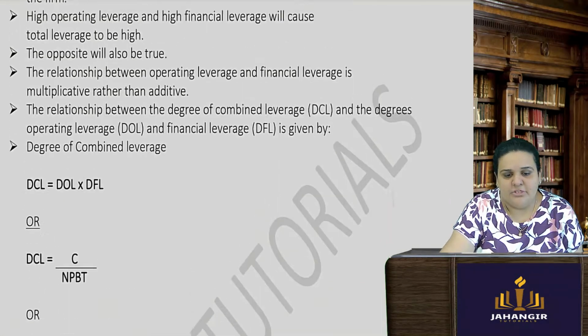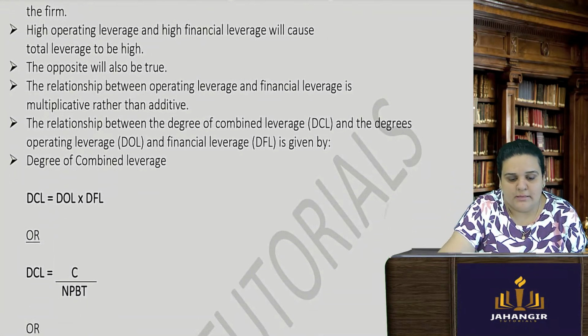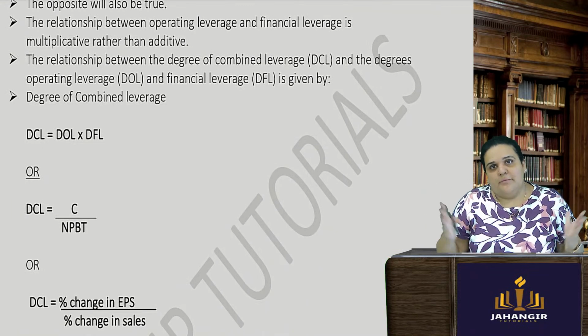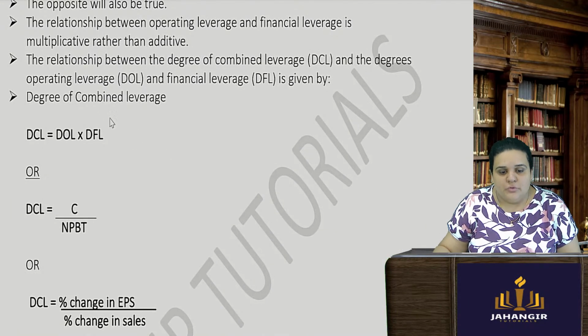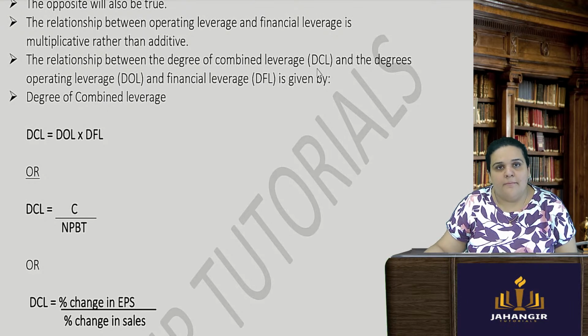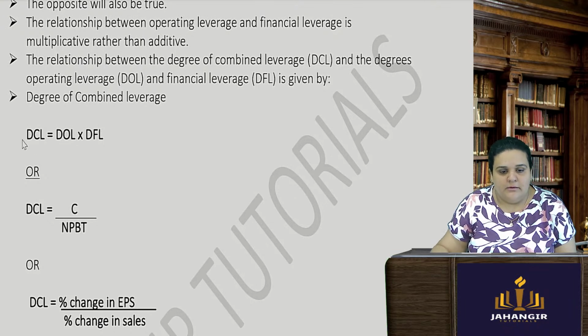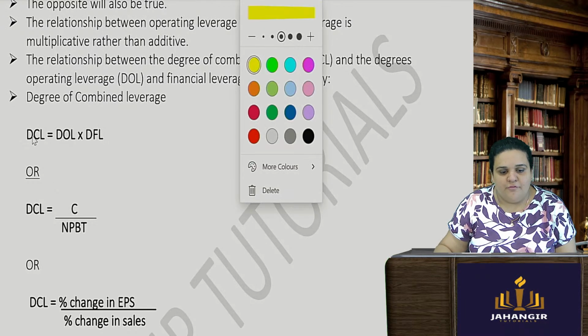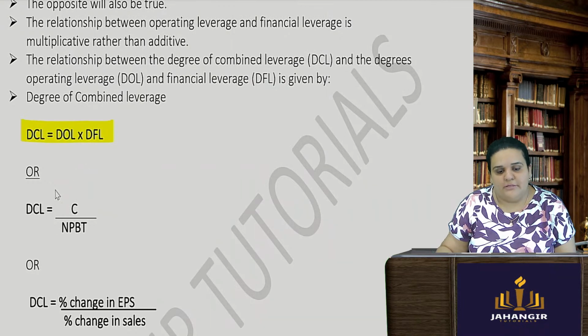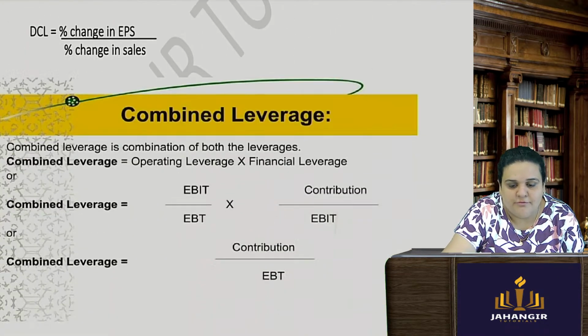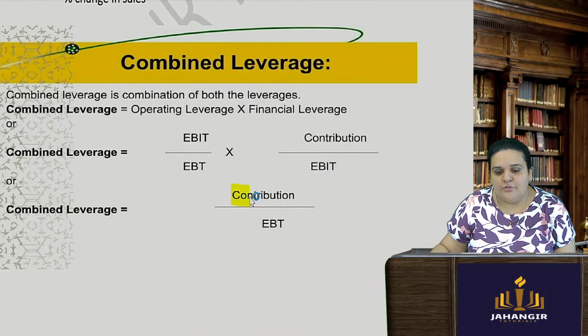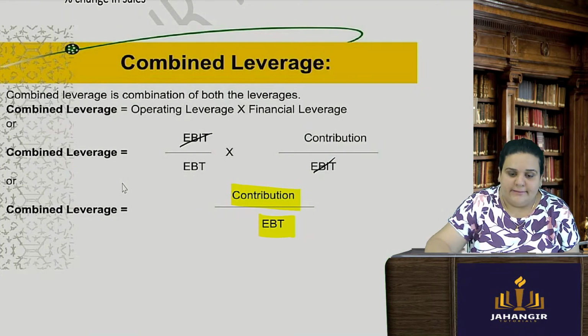Degree of combined leverage covers the entire income statement. It is the relationship between both the degrees, a product of the degree of operating leverage and the degree of financial leverage. So this is how the formula is arrived at: contribution upon EBIT, and if I cancel EBIT, contribution upon earnings before tax.